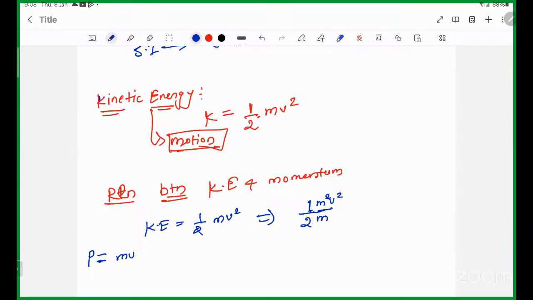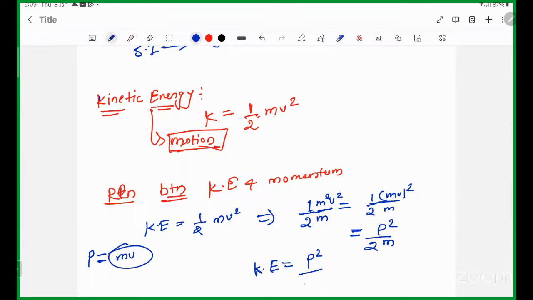So this is the same. If we divide, then we have to multiply also. So this can be written as 1 by 2, a constant which will come, and m square v square we can write as mv whole square, and this is m. So mv is equal to p. So this is p square upon 2m. And in this case, the kinetic energy will look like this: p square upon 2m.